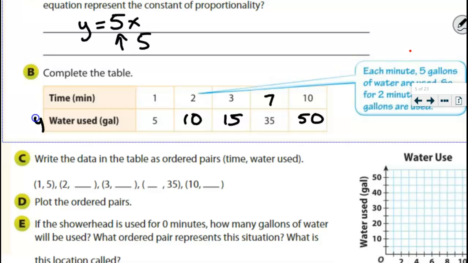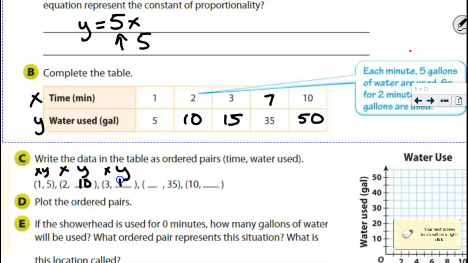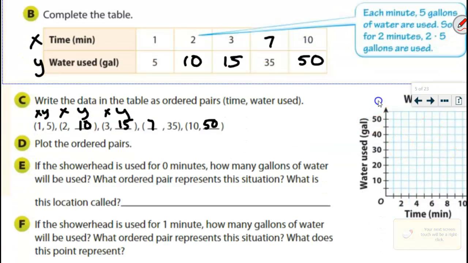Okay, so we can take this and we can turn it into ordered pairs. So this is our y, this is our x, because we went gallons per minute. And we can unpack them down here. So here's x, y, x, y, x, y, and so on. So we have 1 and 5, we have 2 and 10, 3 and 15, 7 and 35, 10 and 50.